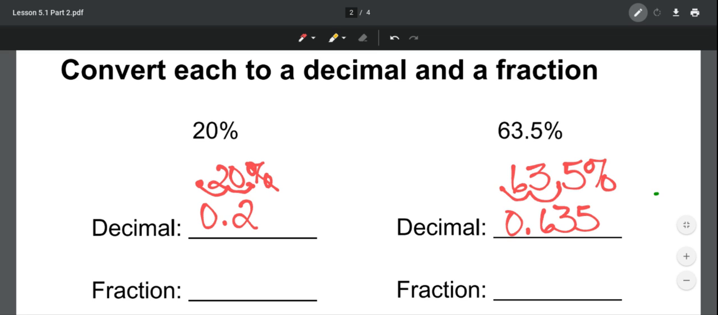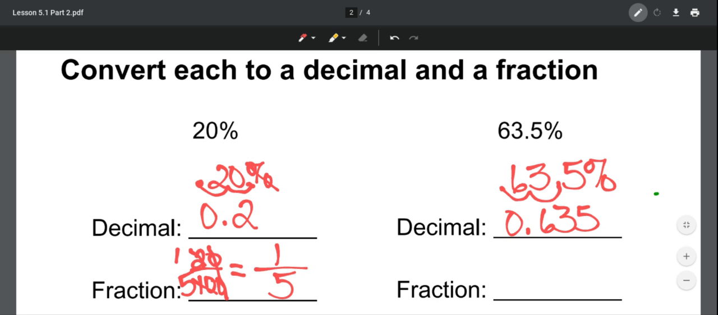To convert a percent into a fraction, we would simply put the percentage over 100. So 20% is equal to 20 over 100. Let's not forget, though, we must always reduce our fractions. So in this fraction, 20 over 100, my zeros can cancel out, leaving me with 2/10. And I know that 2 can go into both 2 and 10, therefore leaving me with 1/5 as a fraction.